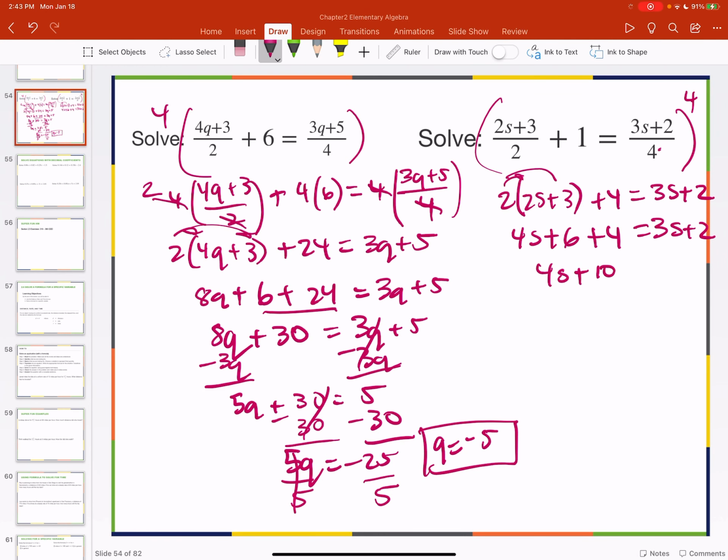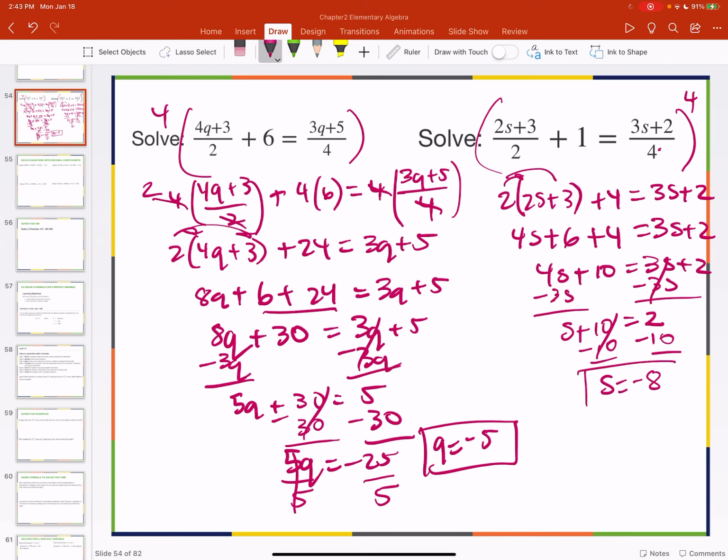4s plus 10 is equal to 3s plus 2. Minus 3s. And we get s plus 10 is equal to 2. Minus 10, minus 10. S is equal to negative 8.